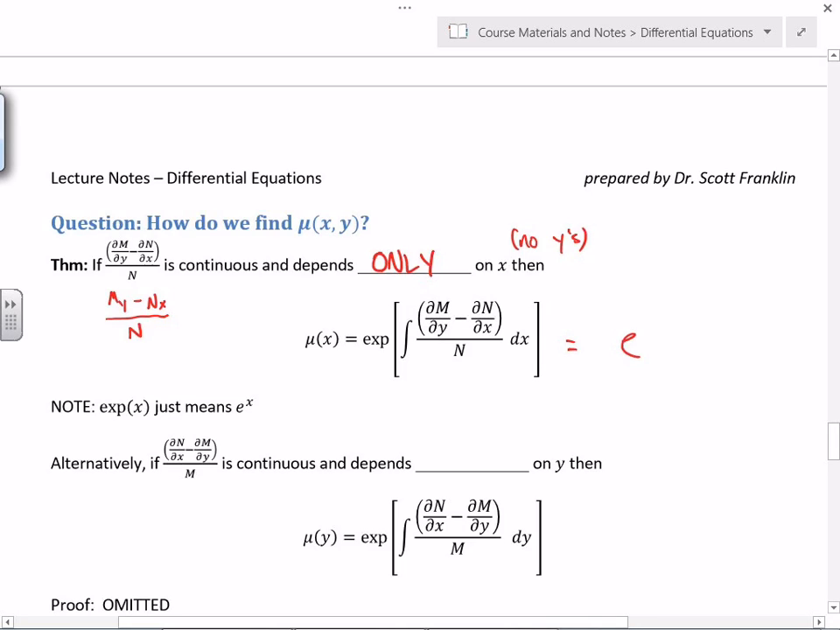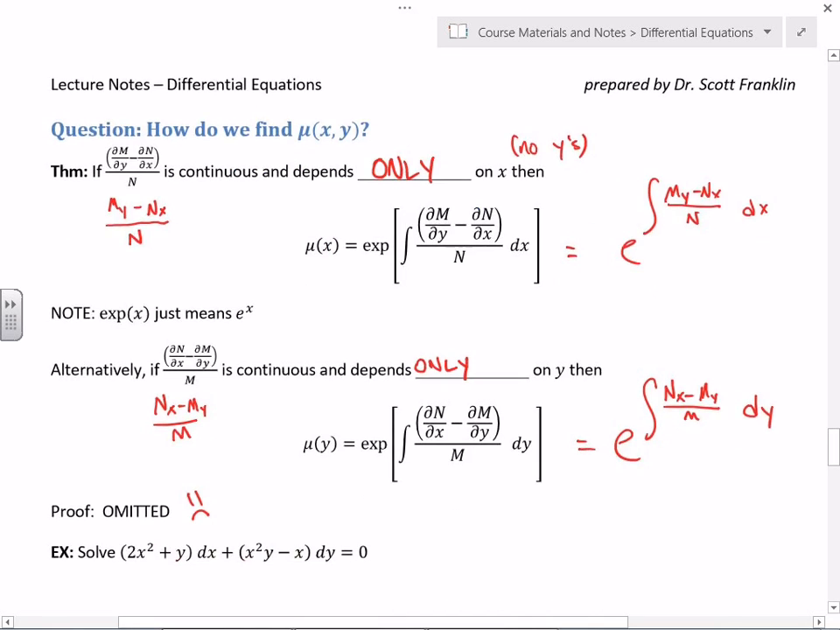then you can do e to the integral of M sub y minus N sub x over N dx. I just rewrote the exact same formula, only now in subscript notation. And exp means e to the power. Then that will be an integrating factor that will turn it into an exact equation. I'll spare you the proof, but it works. Okay? Alternatively, if you have N sub x minus M sub y over M, depending only on y, then you can do e to the integral of N sub x minus M sub y over the M function dy. If we had more time, it would be a fun proof, but I'm not going to do it.